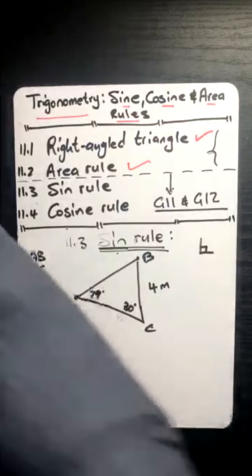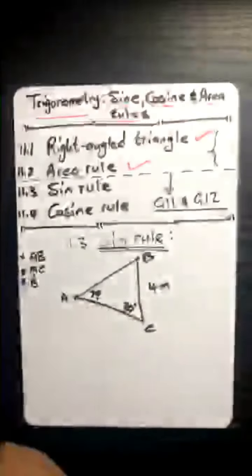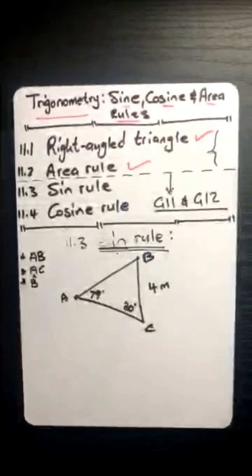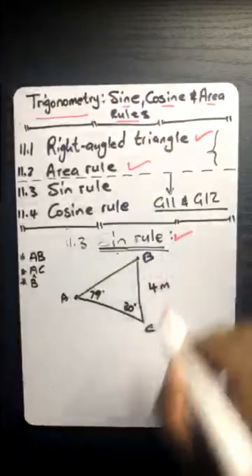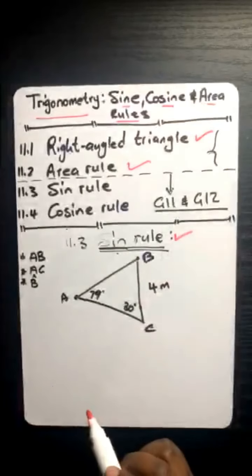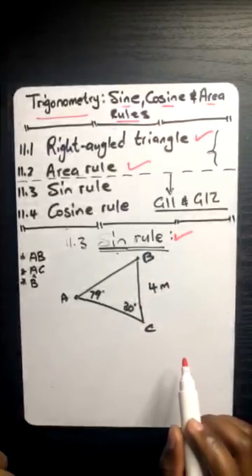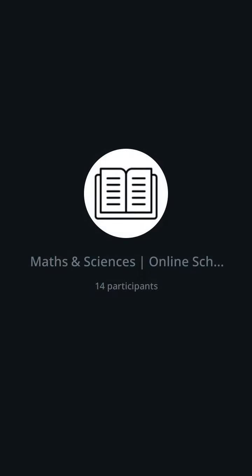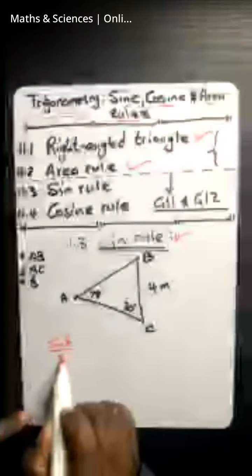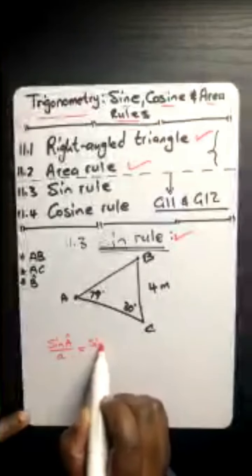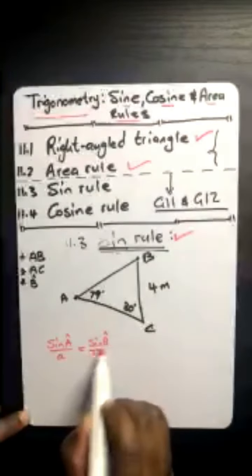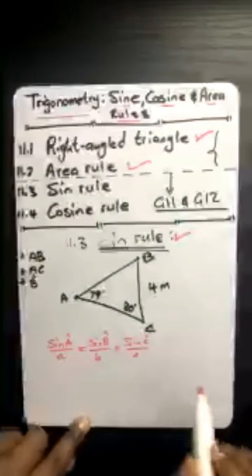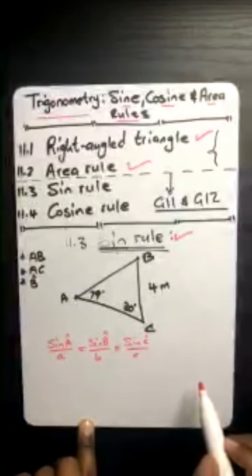Okay, so in addition to what you have said, because this one is not a right angled triangle, it means we can use the sine rule. And what does the sine rule say? It says it could be sine of, for example, angle A over the side. If it's sine of angle B, it is going to be over B. If it is sine of angle C, it is going to be over C.